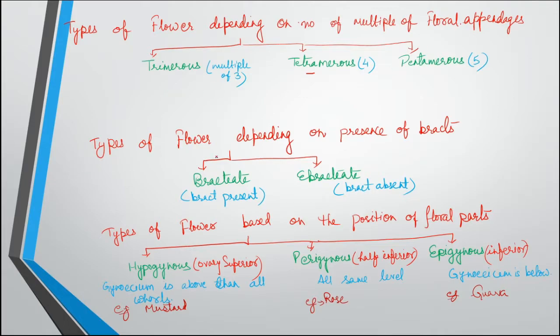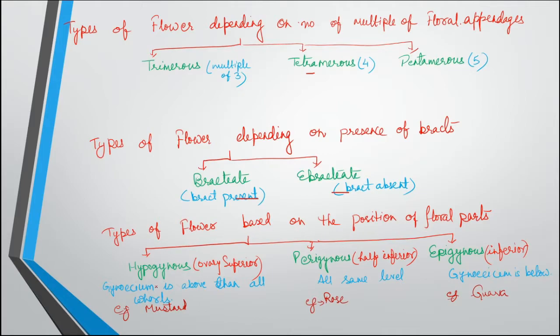Then types of flowers depending upon the presence of bracts. Bracts are small leafy structures present near the pedicel from where the flower arises. If a bract is present, the flower is known as bracteate, and if it is absent, it is known as ebracteate. Now the types of flower based upon the position of the floral parts.